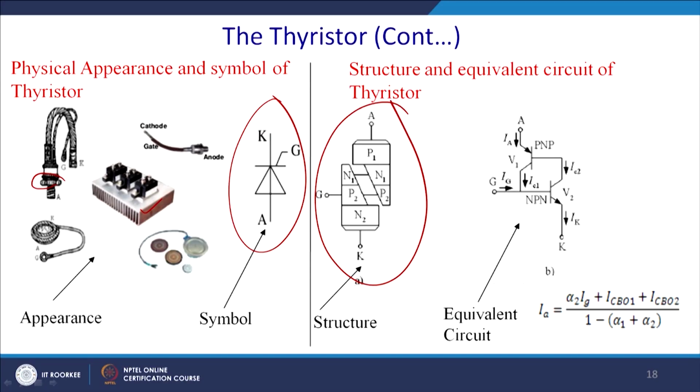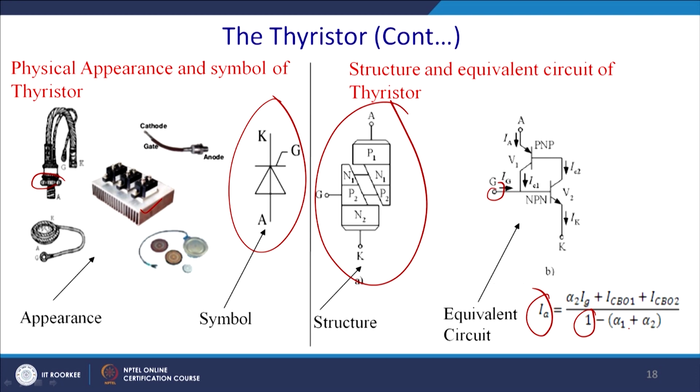So, this is a truncated version of the thyristor, which we can visualize as a two transistor model, one PNP and another NPN, where Ig is injected. If you write the KCL from this point to this point, ultimately Ia becomes alpha 2 Ig plus ICB1 plus ICB2 divided by 1 minus (alpha 1 plus alpha 2). Here ICB1 and ICB2 are the base currents of transistors 1 and 2.